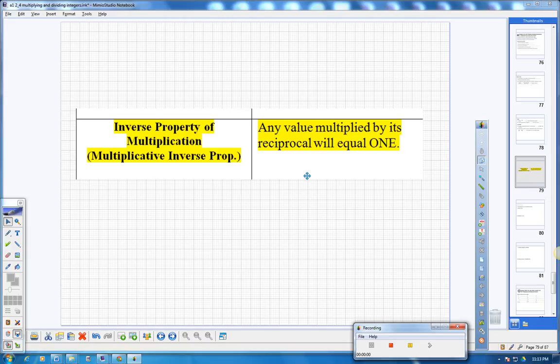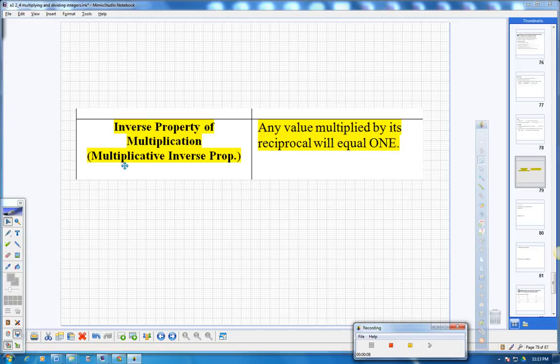Alright, Mr. Claxton's Algebra 1 or Algebra 2 CP or even Fundamentals class. What we're going to explore today is the inverse property of multiplication. I'm going to define it and then use it in several examples.